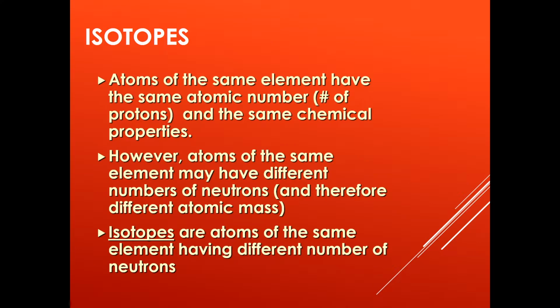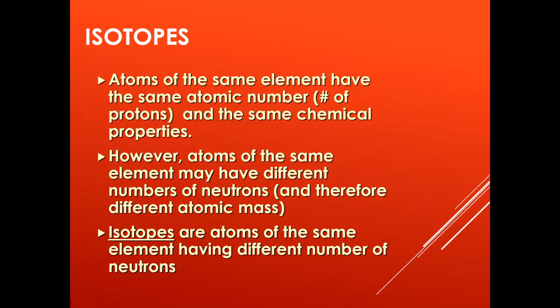So what is an isotope? Atoms of the same element have the same atomic number, the number of protons. So every carbon atom has 6 protons. What determines the type of atom is the number of protons. That is the only thing that tells you what atom it is. You count the number of protons, that tells you the atom. So every single carbon atom has 6 protons. Every hydrogen atom has 1 proton.